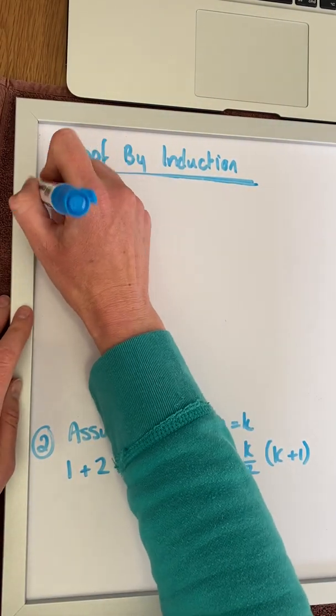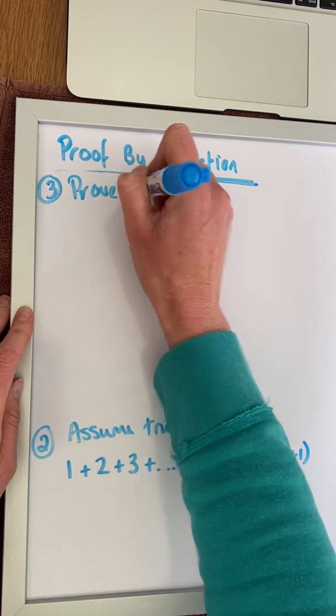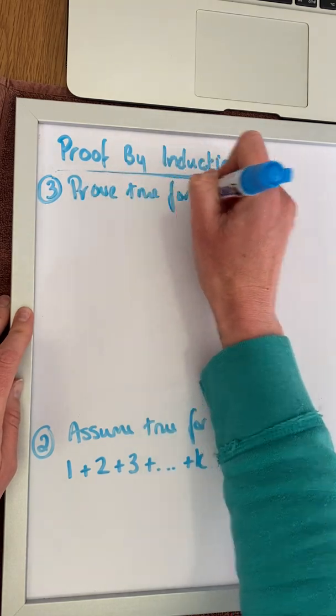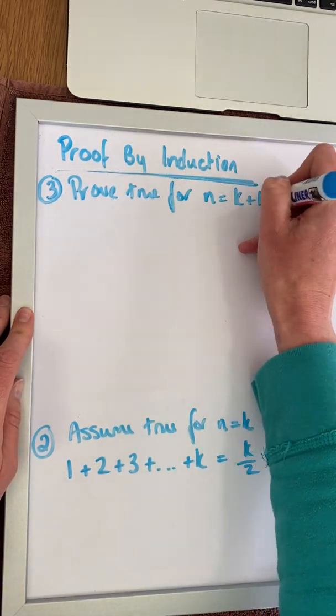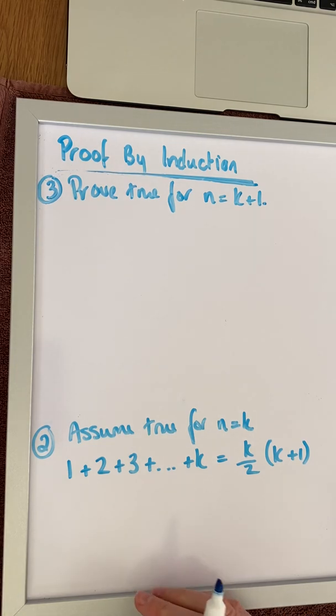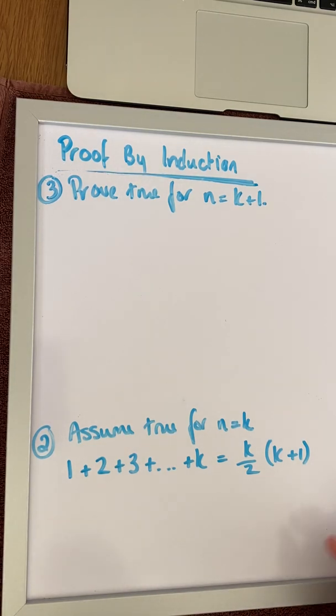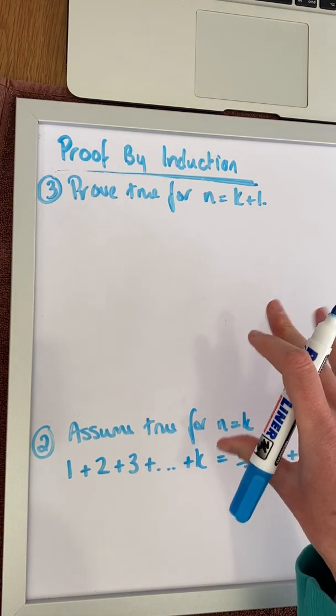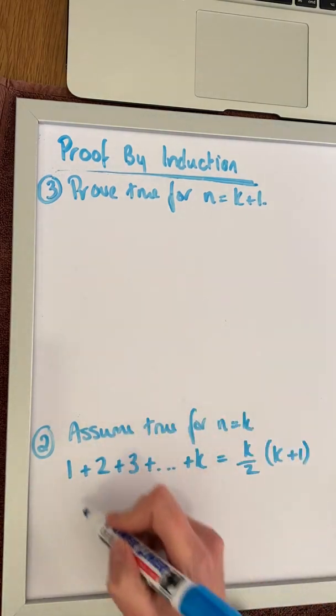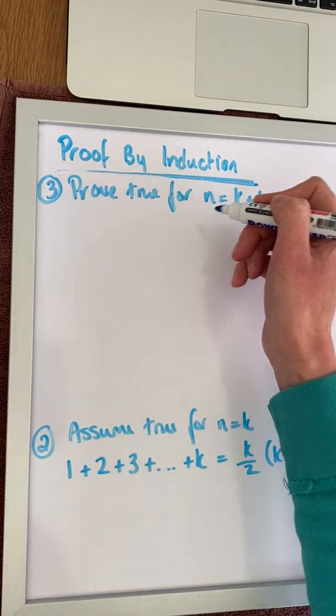So step 3, prove true for n equals k plus 1. Remember, the idea is we want to make sure that the right-hand side is equal to the left-hand side. And for proof by induction, we have to use our step 2 in order to prove our step 3.